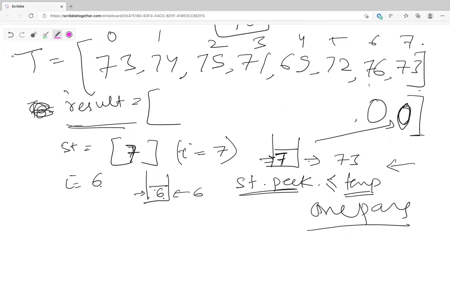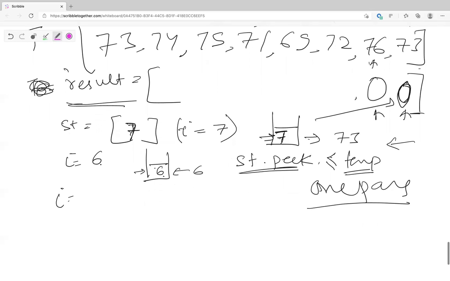I'm at 7. I was at 7. I wrote 0 here. I'm at 76. Basically, I wrote 0 here. Now tell me, what will I do for 72? For 72, you see that 76 is greater than I am. So you just calculate the difference between 6 and 5, which is 1. So I'll add 1 over here.